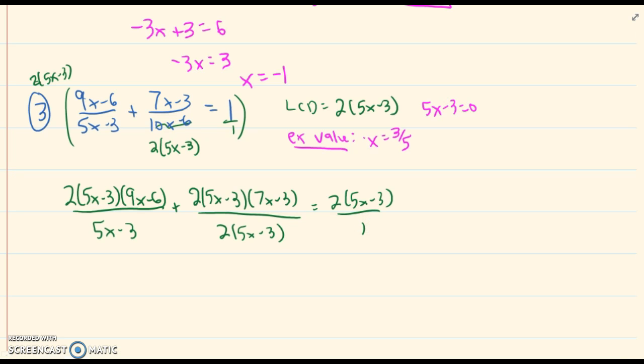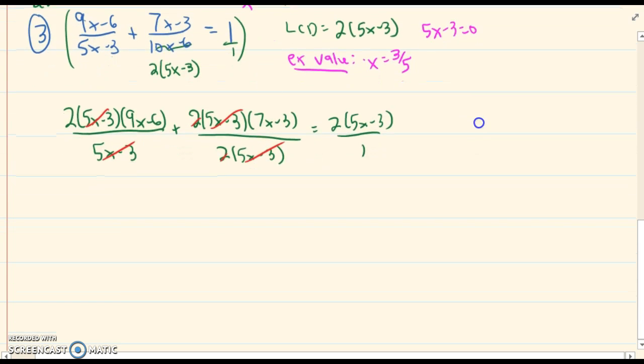So now we pull out our canceling pen. 5x minus 3 cancels in that fraction. In this fraction, we have the 2 and the 5x minus 3 cancel, and then nothing on the other side. So I'm going to take 2 times 9x minus 6, which is 18x minus 12. And the second fraction just becomes 7x minus 3. And my third piece would be 2 times 5x minus 3, so 10x minus 6.